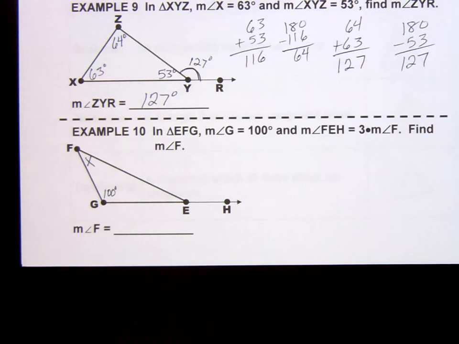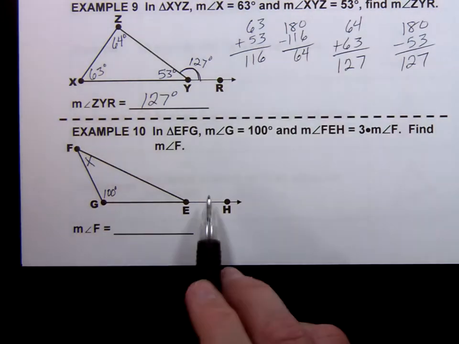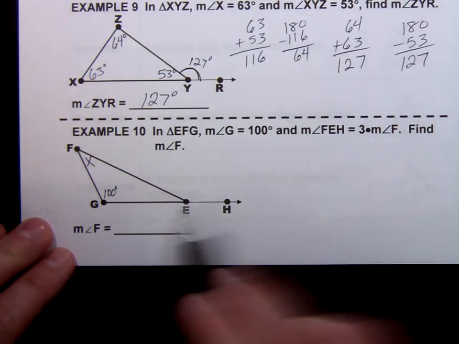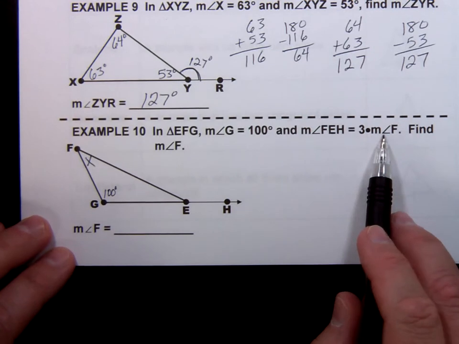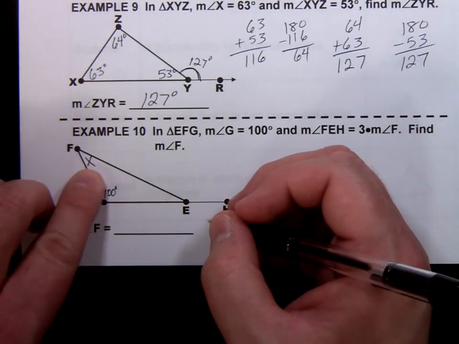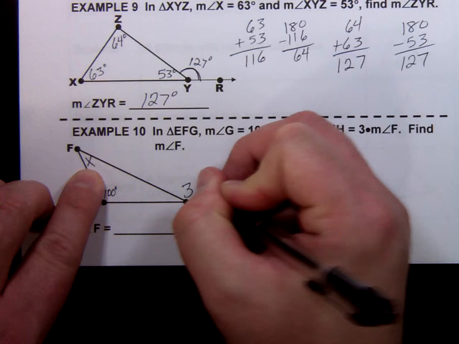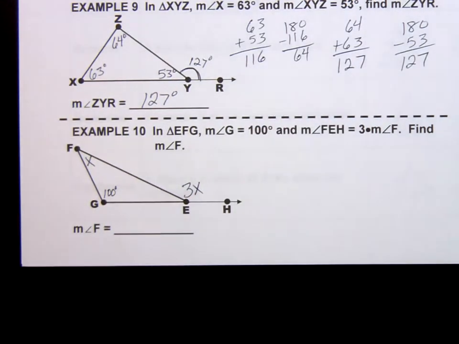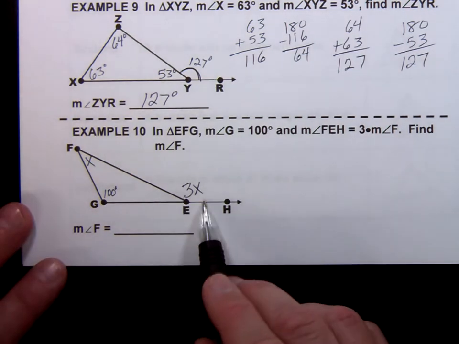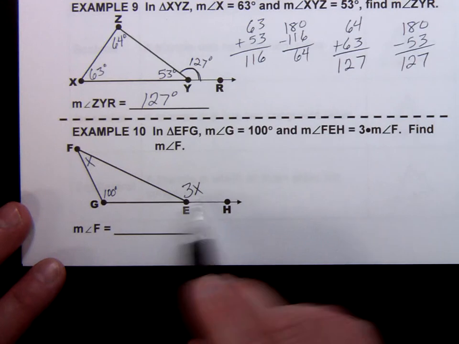And while they didn't tell me exactly what the measure of angle FEH is yet, they told me it was 3 times the measure of angle F. So if the measure of angle F is X, 3 times X would be 3X. So I'm going to label that exterior angle with 3X. So hopefully once you've taken that information and put it into the picture, you can see how we're going to set this problem up. Remember that the exterior angle is equal to the sum of the 2 remote interior angles.